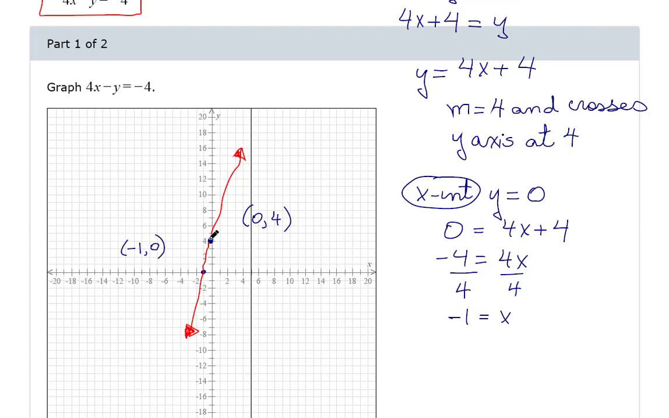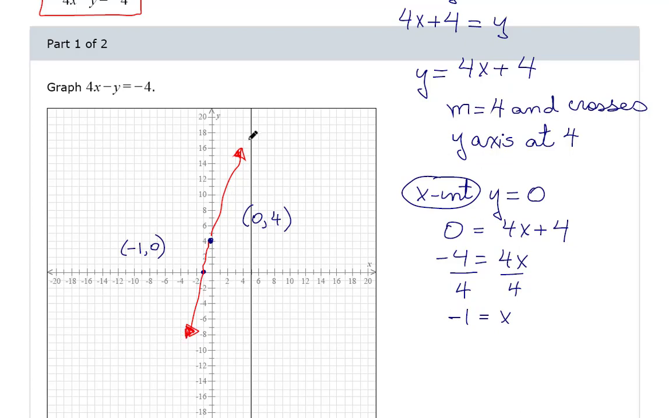So here's 0, 4. Now if I'm looking for the x-intercept, how do I get that? Well, I simply set y equals 0. So here's the y equals 0, and now I'm going to solve for x. So I move the 4 to the left, making it a minus 4. And now to get rid of the number in front of the x here, divide by 4, and I get x is minus 1. And so that's where it is crossing on the x-axis.